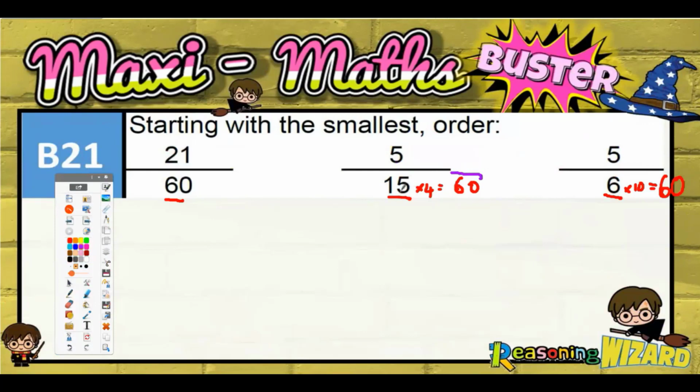So if we're making the 15 4 times bigger, whatever you do to the bottom, you do to the top, you've got to make the 5 4 times bigger, and 5 times 4 is 20. So that one has an equivalent fraction of 20/60ths.